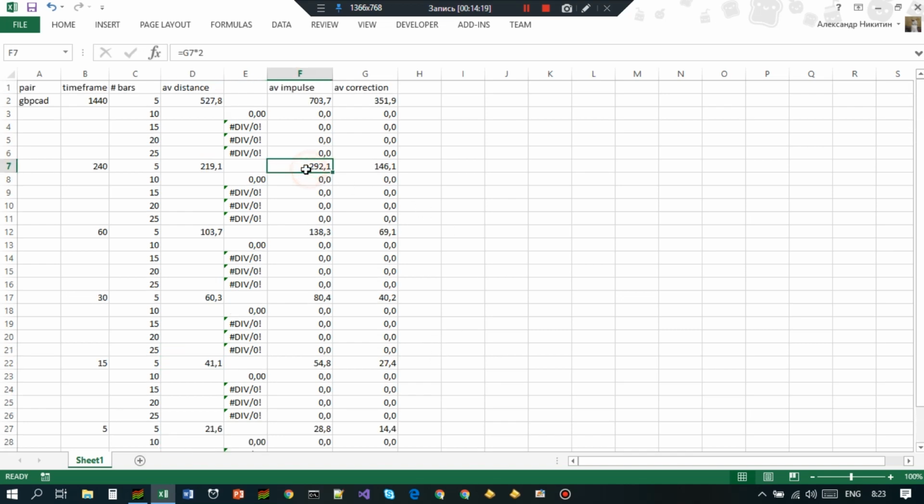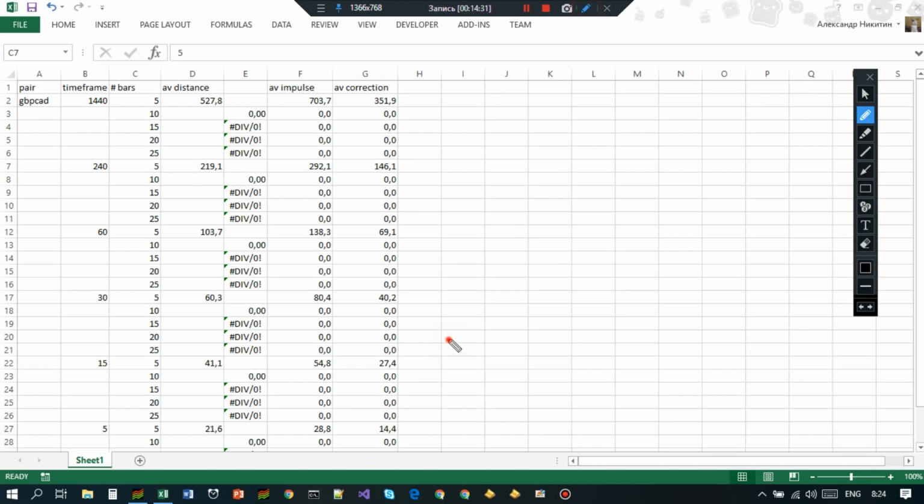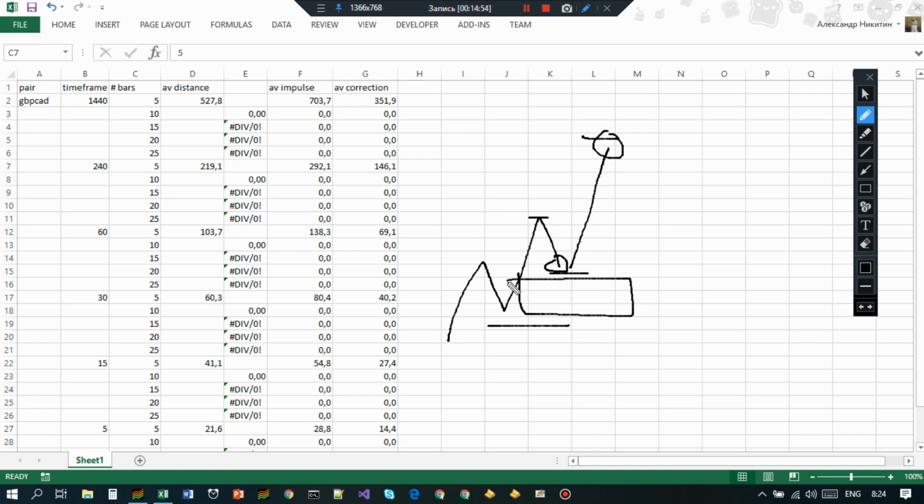So we know the average impulse on 4 hour, we know the average correction on 4 hour. It gives you enormous advantage. So using this algorithm of 5 period bars, you will find a trend, maybe this one, and you know that your average correction should stop at 146 pips. So you set an order somewhere here, and you know that you should take your profit at 229. So you know where to set your take profit, and of course your invalidation will be here.